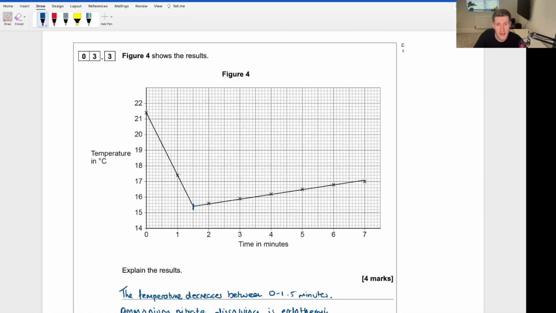And that's because energy from the surroundings is being taken in. It's exothermic. Okay, so for the poor writing there.